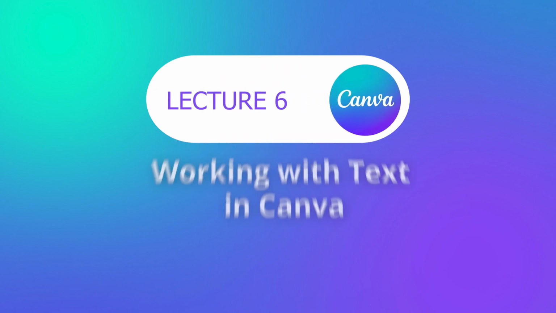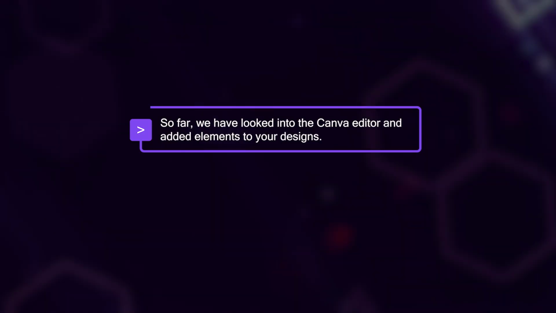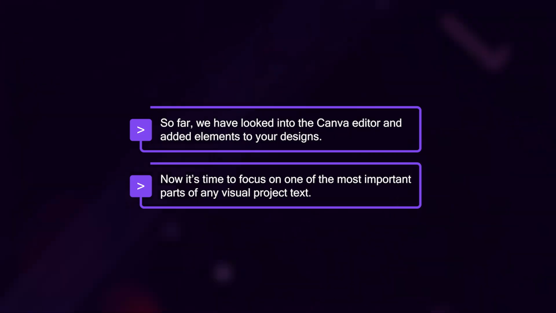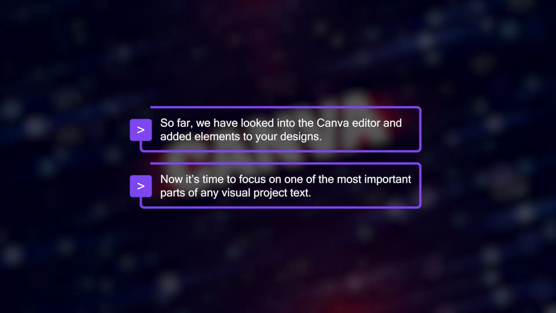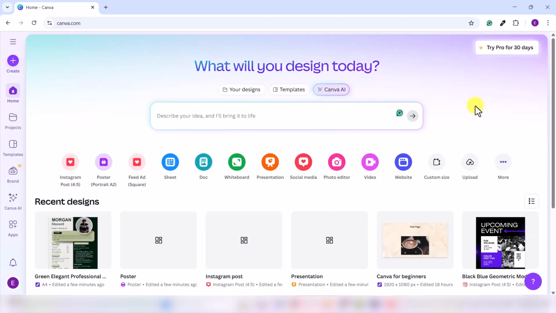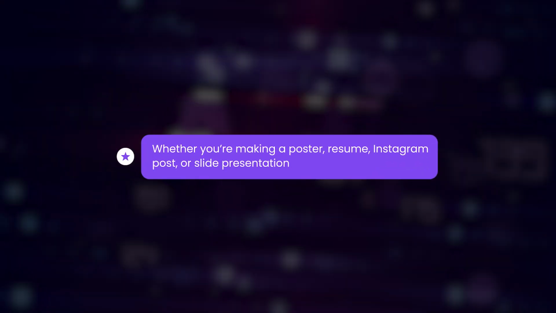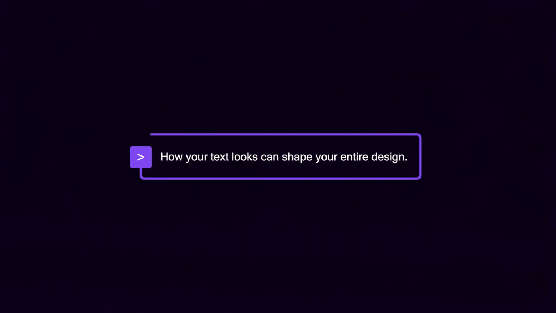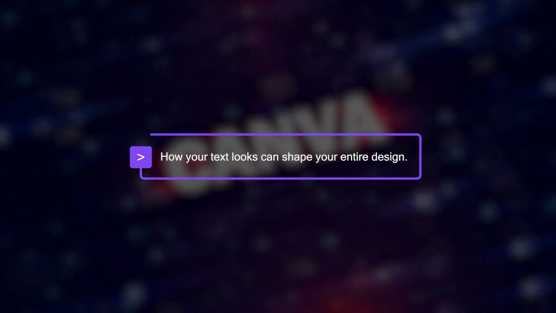Lecture 6. Working with text in Canva. So far, we have looked into the Canva editor and added elements to your design. Now, it's time to focus on one of the most important parts of any visual project, text. Whether you are making a poster, resume, Instagram post, or presentation, how your text looks can shape your entire design.